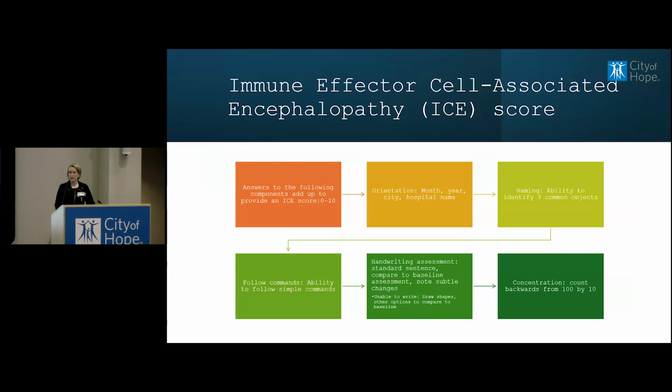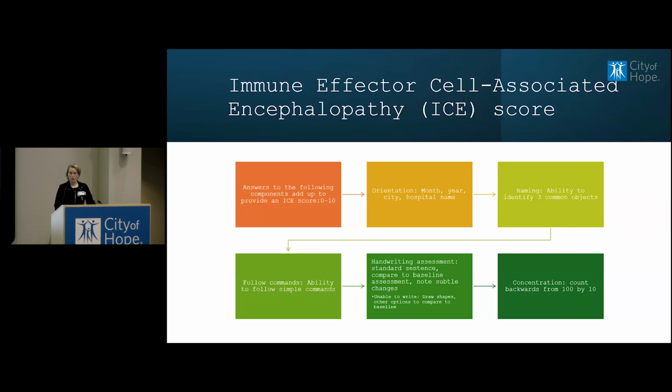So Sarah mentioned the ICE assessment, or the immune effector cell-associated encephalopathy score. This is part of a bigger assessment, and I will show you in the next slide the ASTCT consensus criteria for grading ICANS. But the nursing portion is the ICE assessment. This is utilized in adult patients. For pediatric patients, this is replaced with the Cornell assessment of pediatric delirium scale.